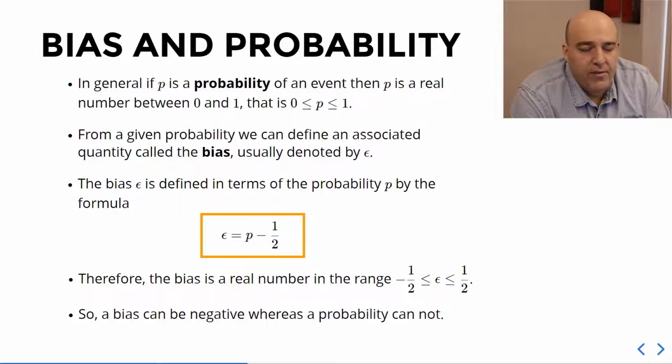Now, from a given probability P, we can define an associated, equivalent quantity called the bias. We're going to usually denote that by epsilon. To define the bias epsilon from the probability P, it's easy. You just do P minus a half. So the bias epsilon is equal to the probability P minus a half. Since the probability lives between 0 and 1, and the bias is just 1/2 smaller than the probability, that means the bias is a real number between negative 1/2 and 1/2. So notice the bias can be a negative value.